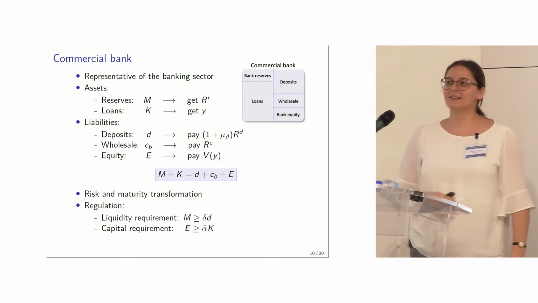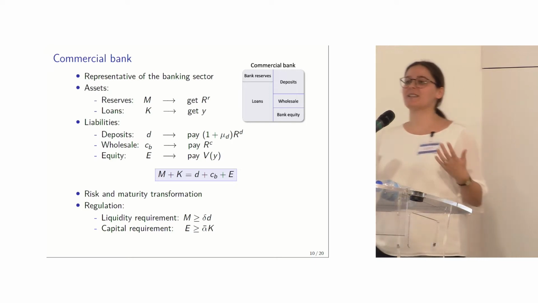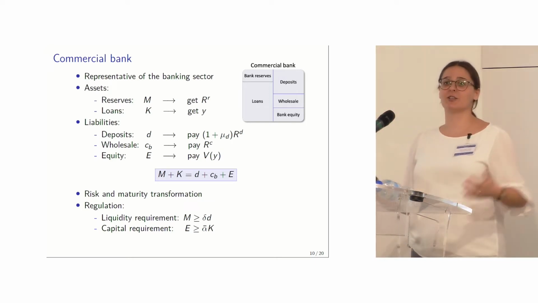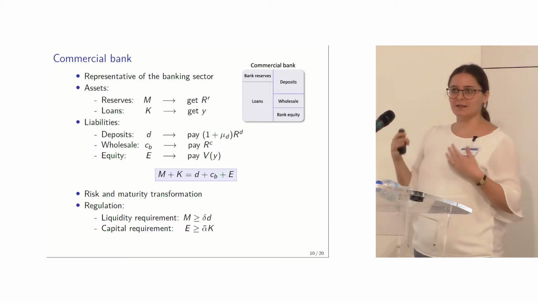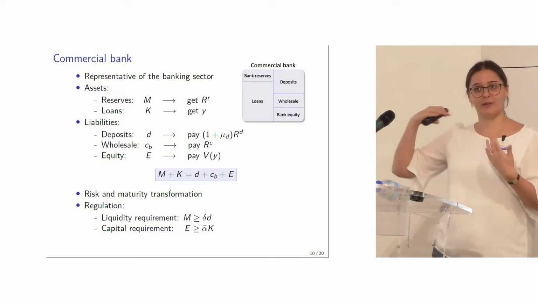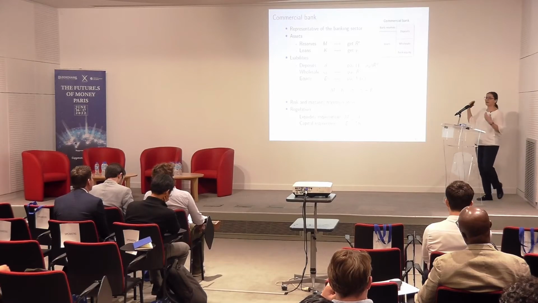Okay, I have two last players. Here we have a representative commercial bank that should be a representation of the entire banking sector. And of course, it gets its liabilities from the agents we saw before. So on the liability side, we have deposits, wholesale funding that comes from cash pools, and equity, and it is going to take these funds and reinvest them in the economy in terms of loans.